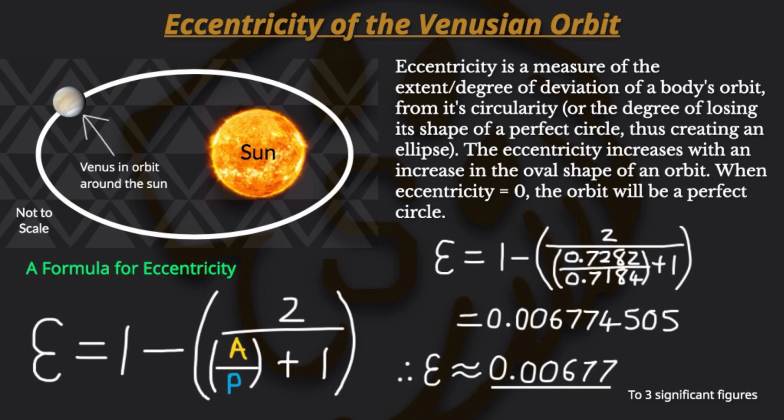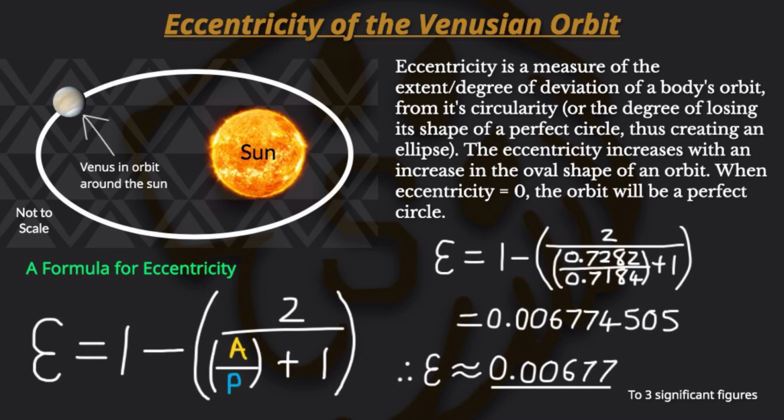For it to be 0, it means that the aphelion over the perihelion has to be equal to 1. So 1 plus 1 will be 2, which means 2 over 2 is equal to 1. Then that 1 outside the brackets minus the 1 that's in the brackets will give you 0, which means the eccentricity is 0. So make sure that you understand what the expression is trying to tell, and relate it to the definition of eccentricity. Okay, so let's look at the calculation right now.